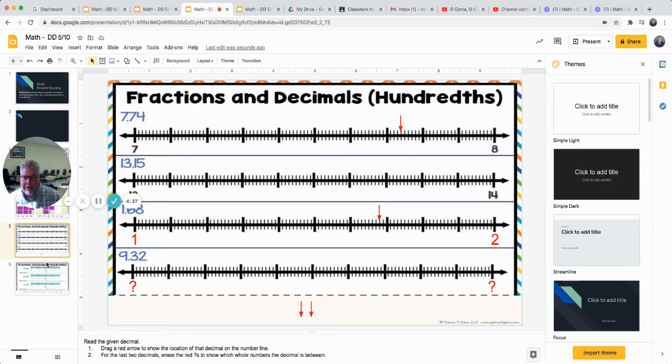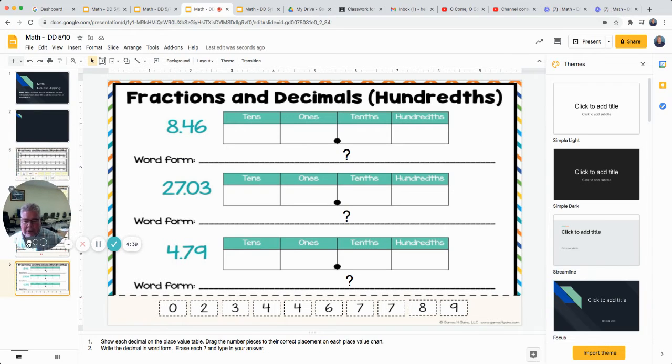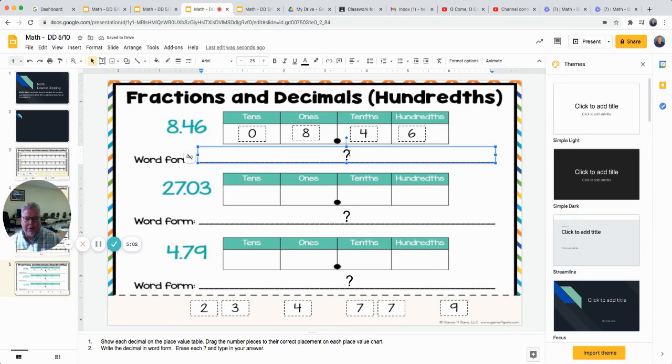And then our last slide, word form, is putting it on a number line, except you have to write it in word form too. So 8 and 46 hundredths is going to be, how many tens do we have? Well, we have 0 tens. We have 8 ones. We have 4 tenths. And we have 6 hundredths. And we're going to write that in word form.